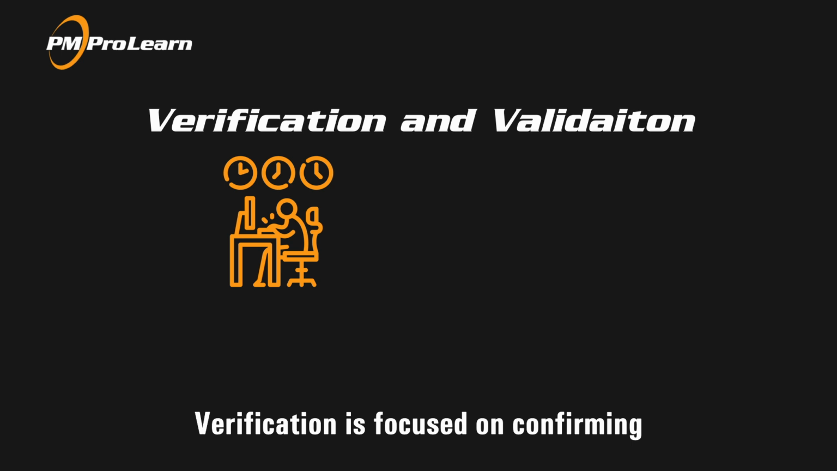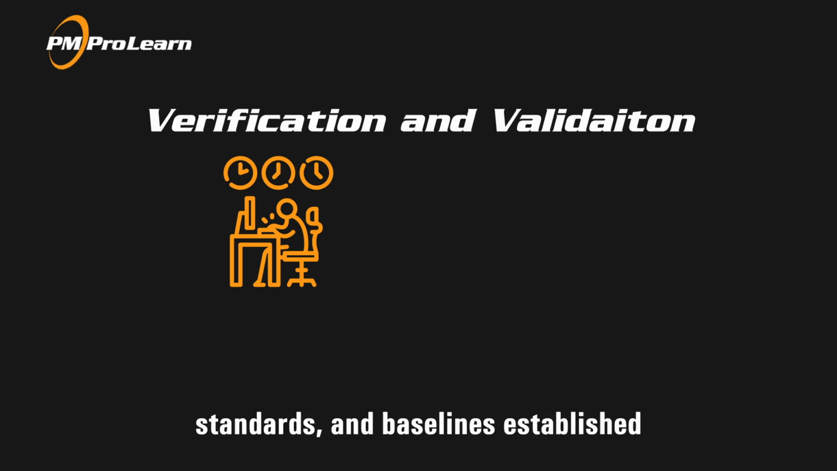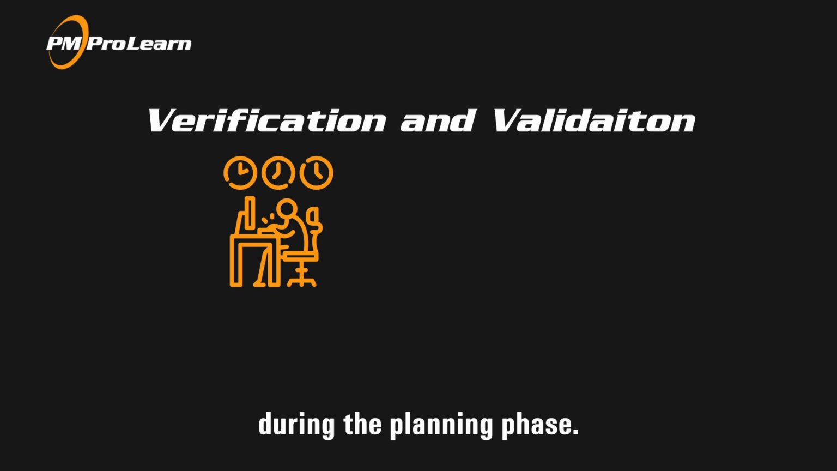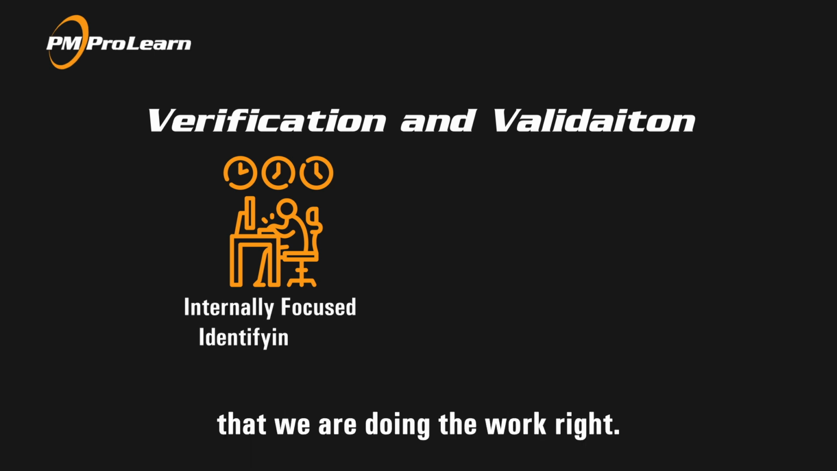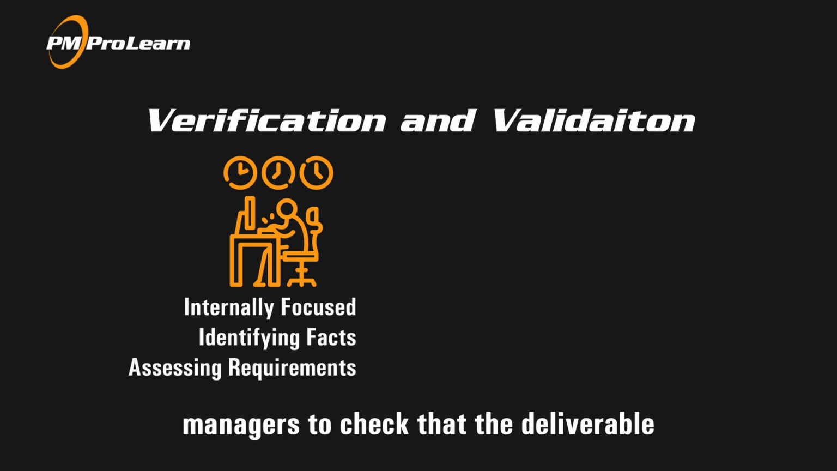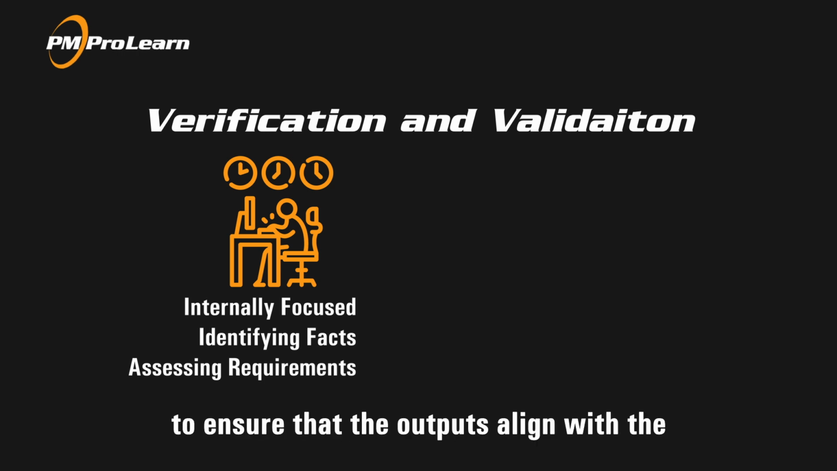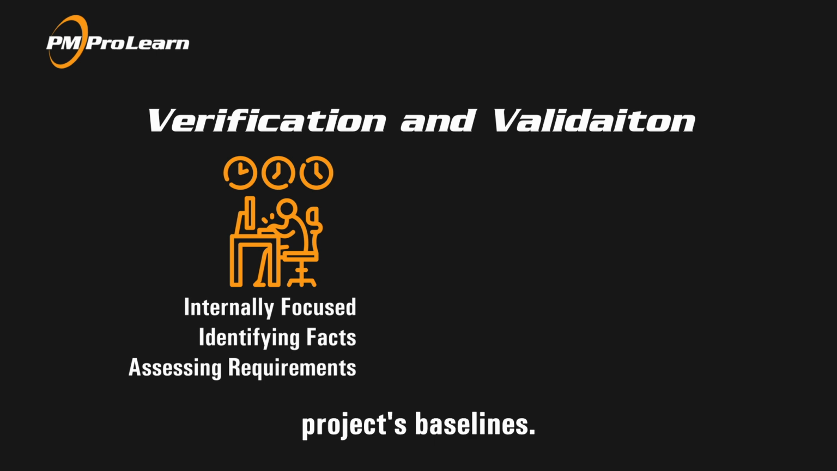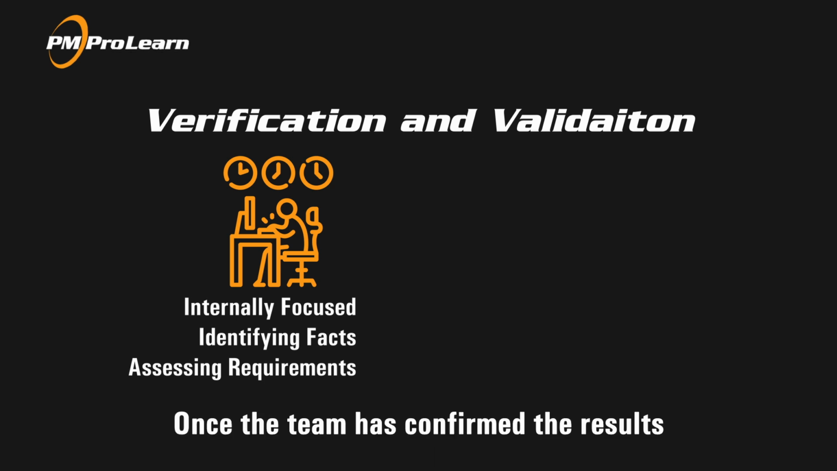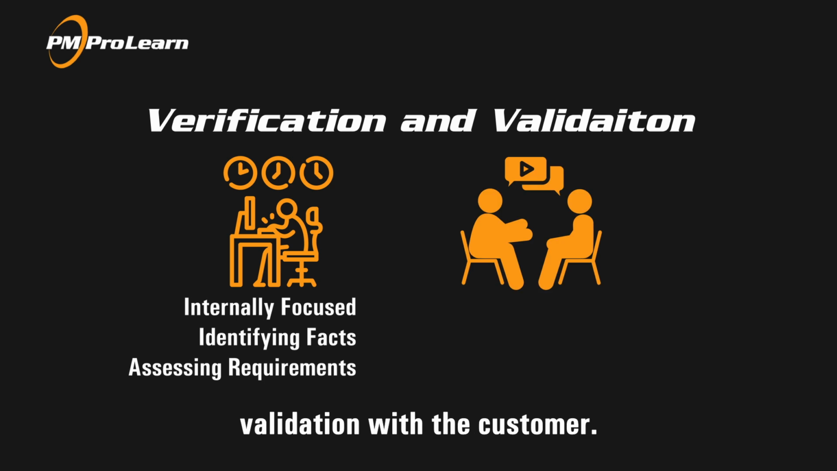Verification is focused on confirming that the team's efforts align with the requirements, standards, and baselines established during the planning phase. In simple terms, verification ensures that we are doing the work right. During the monitoring and controlling process, it is our responsibility as project managers to check that the deliverable meets the specified requirements. This involves reviewing the team's work and having performance reviews to ensure that the outputs align with the project's baselines. Once the team has confirmed the results through verification, we then move on to validation with the customer.